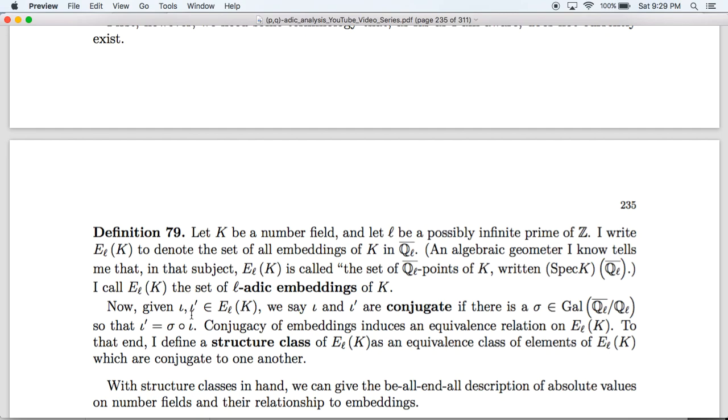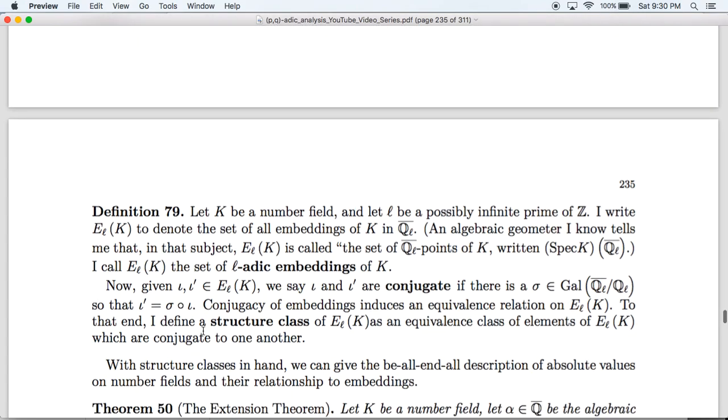Given iota and iota prime in E_L(K), we say that iota and iota prime are conjugate if there is a sigma in Galois of Q_L-bar over Q_L so that iota prime is equal to sigma composed with iota. Conjugacy of embeddings induces an equivalence relation on E_L(K), and to that end, I define a structure class of E_L(K) as an equivalence class of elements of E_L(K) which are conjugate to one another.